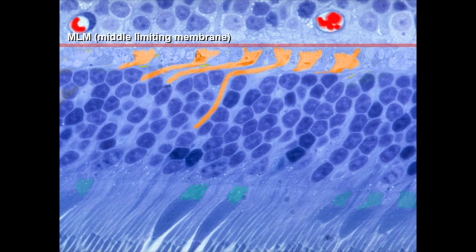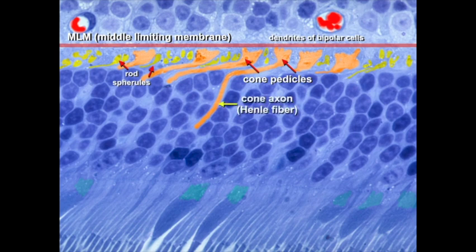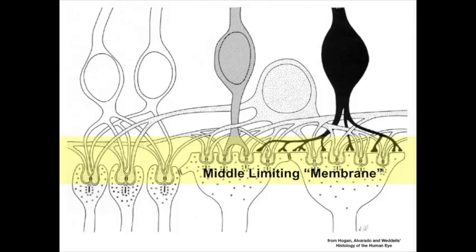Here, triangular cone pedicles and oval rod spherules synapse with the dendrites of bipolar cells and horizontal cells in the inner nuclear layer. Several cone axons or Henle fibers are visible. The photoreceptors project through the external limiting membrane. Only a few cones are present. The inner myoid and outer ellipsoid zones of the cone inner segments are visible. The rod spherules and cone pedicles are seen in this diagram of the middle limiting membrane from Hogan, Alvarado, and Weddell's textbook.